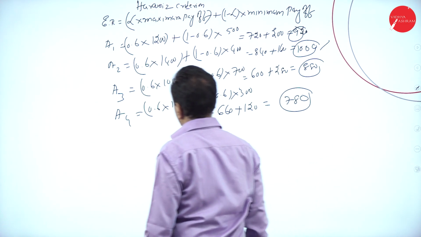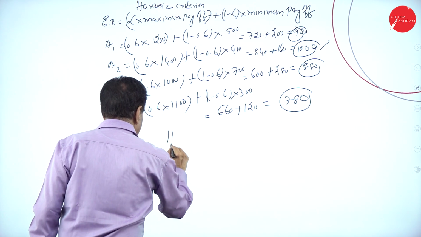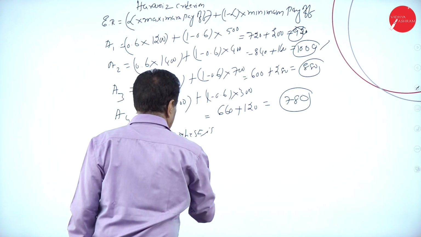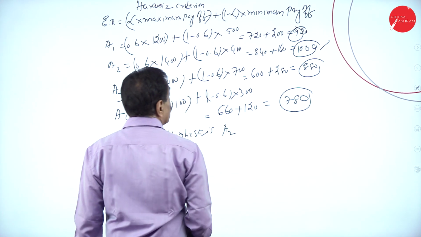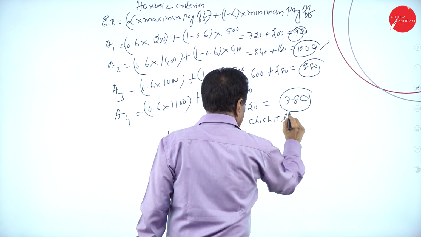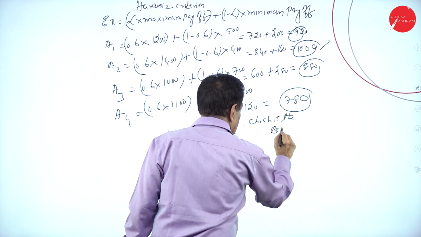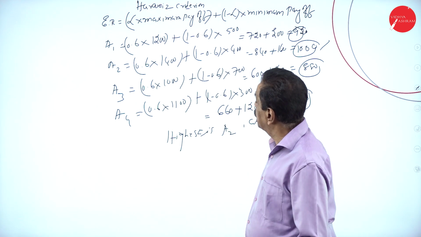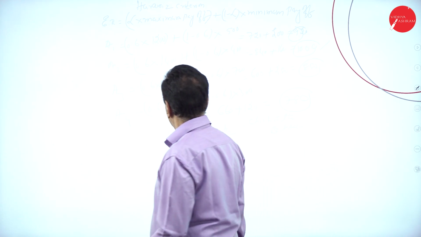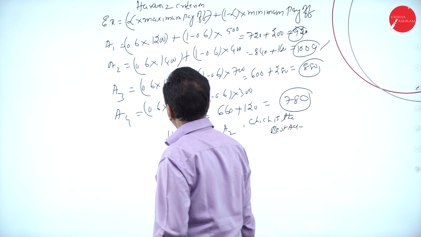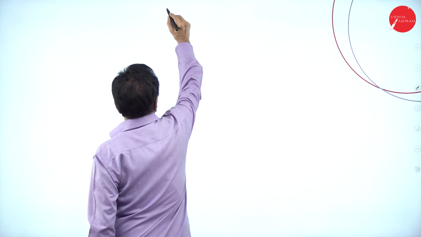1000 is the highest one. Highest is A2. A2. Which is the best act? Then here, opportunity loss, regret table.